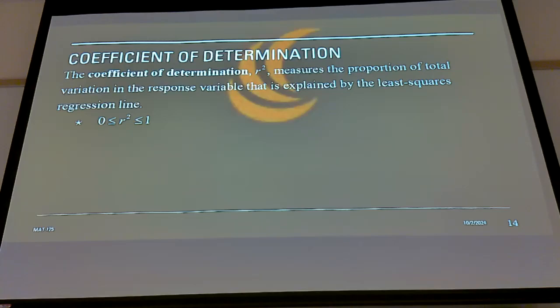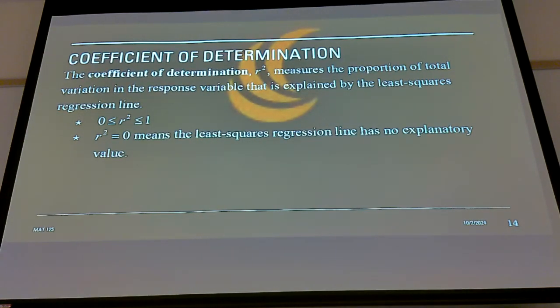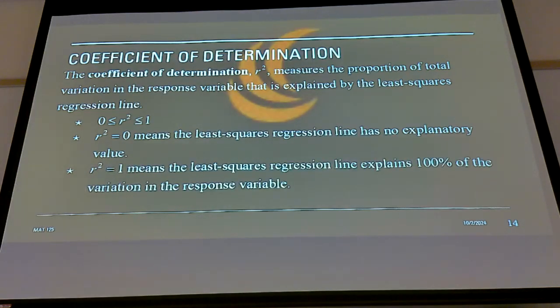Yes, you can have a negative square, but that requires moving to the complex plane. So it has to be between 0 and 1. R squared will always be between 0 and 1 inclusive. R squared being 0 means the least squares regression line is useless. R squared equals 1 means it explains 100% of the variation, which again, never happens.